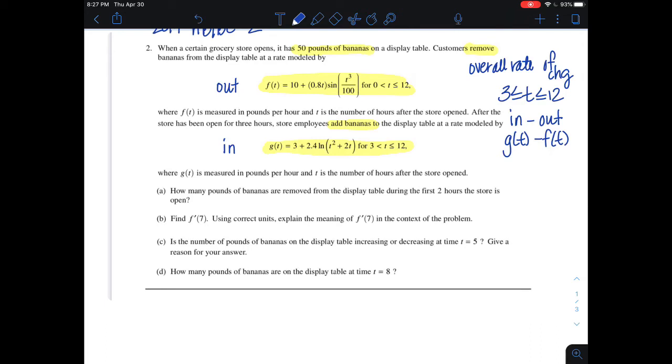Okay, so the first question says, how many pounds of bananas are removed from the display table during the first 2 hours that the store is open? By the way, I should mention this before I get started. This is actually a calculator question. Look at the nature of those functions. There's no way they're asking you to do those by hand.